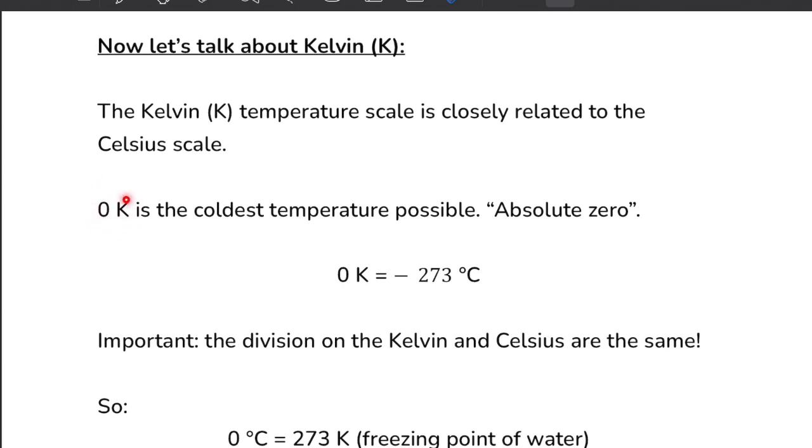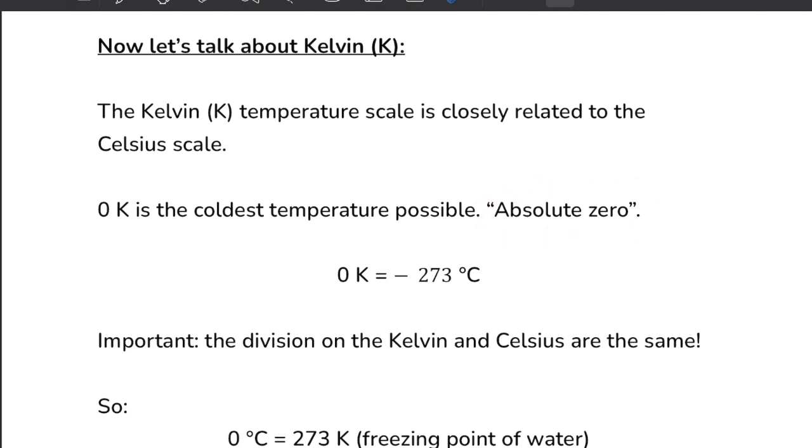0 degrees Kelvin, so that's what I mean here, 0K, is considered to be the coldest temperature possible. And we refer to it as absolute zero. So if you want to look it up and read more about it, you can just look up absolute zero.